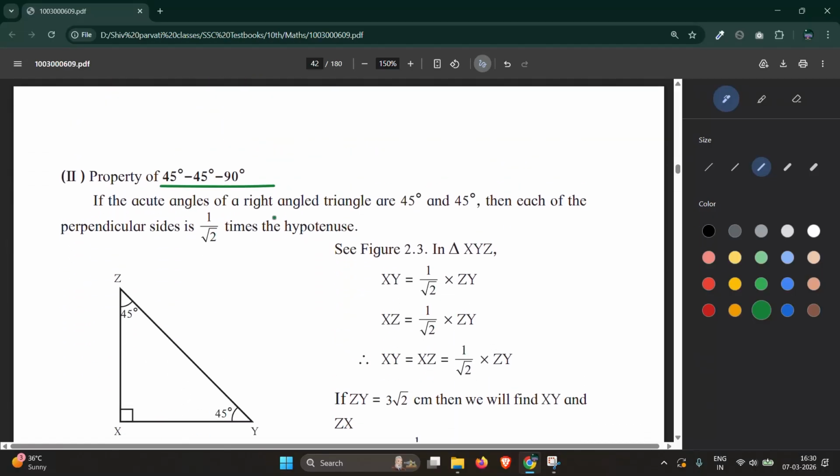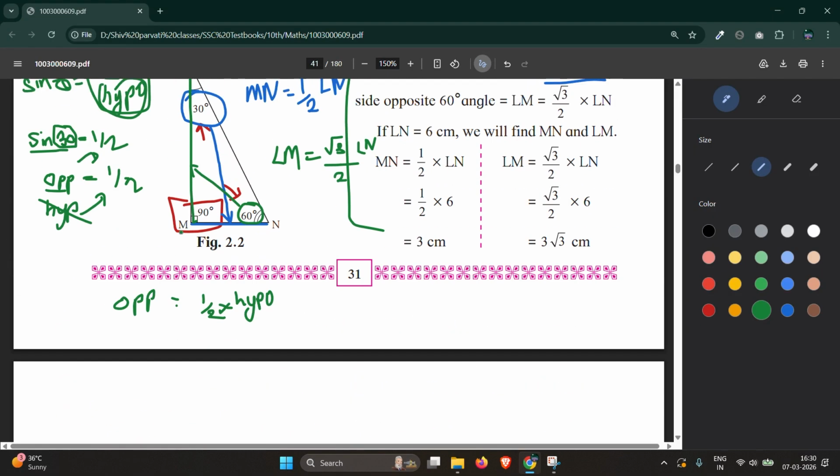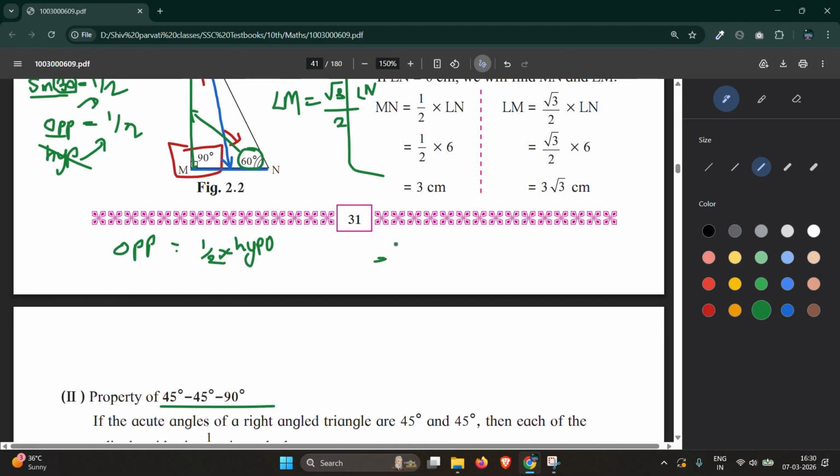Now the next is the property of the 45-45-90 triangle. Again, this is related to sin 45, which is 1 by root 2. But you don't have to remember that.